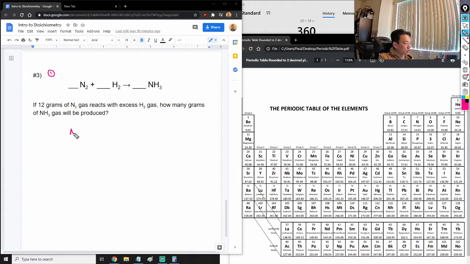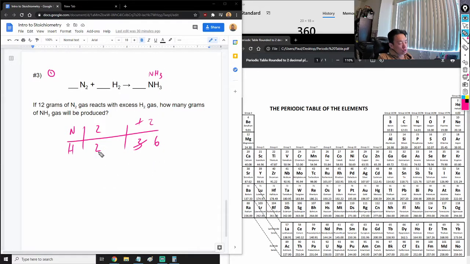So on the left side, we have N and H, and we also have that on the right side. On the left side, how many N's do we have? We have 2. How many H's do we have? We have 2. On the right side, we have 1 N, and we have 3 H's. Now the N's are not balanced, so I'm going to add another N to the right side, NH3. The N is going to turn into 2, because there's 1, 2. And then the H is going to turn into 6, because there's 3, 6.